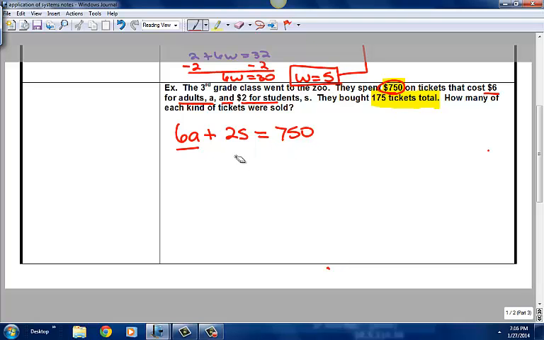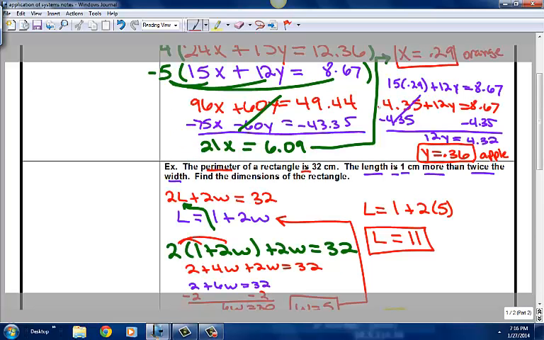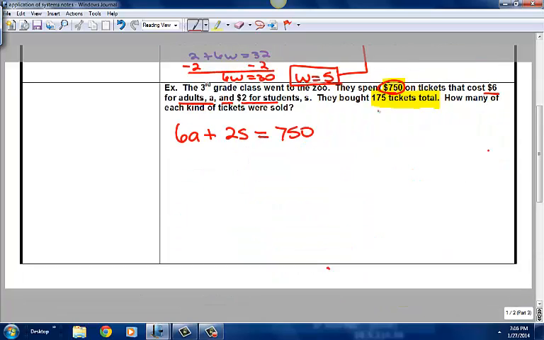My second equation probably has something to do with those tickets right there. If I'm going to get a total of 175 tickets, then I probably ought to add adult tickets to the student tickets. There's no other numbers here because the other numbers mean money, and money plus money does not give you tickets. So what do you think this one's set up for? Substitution or elimination? I bet you just said elimination. That's what I would go with.